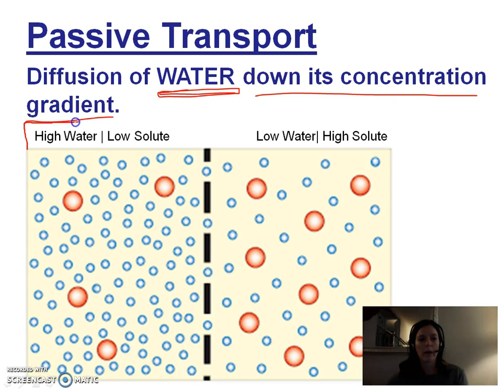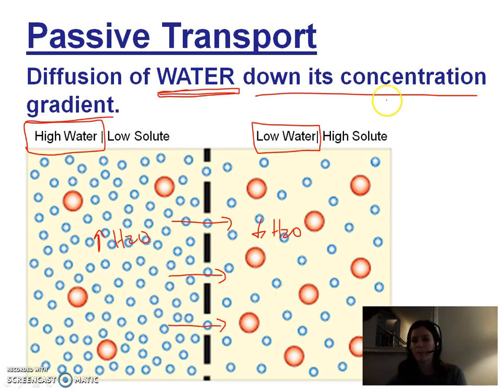Water will go from an area of high water concentration to an area of low water concentration. You can see here that there is high water, and here there is low water concentration. So water is going to move in this general direction to the right until equilibrium. Remember, equilibrium is the goal for passive transport. So equilibrium is going to be reached where we have an equal amount of water on the left and the right.